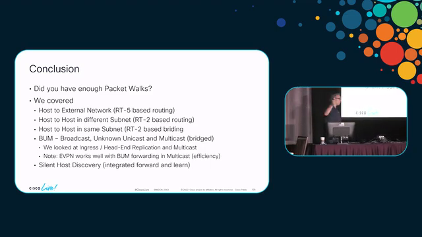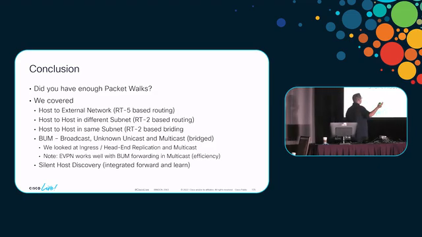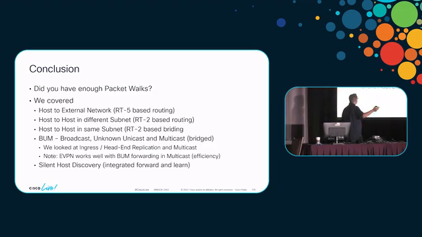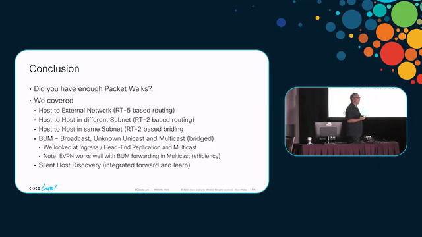Host to external, host to host, routed. We did host to host, same subnet, bridged. We did BUM, and we did silent host discovery. These are the most critical packet walks you need to understand for operation of a VXLAN EVPN network.